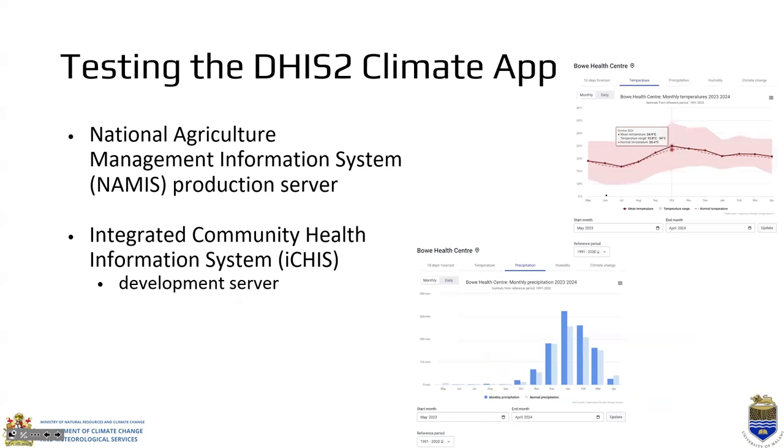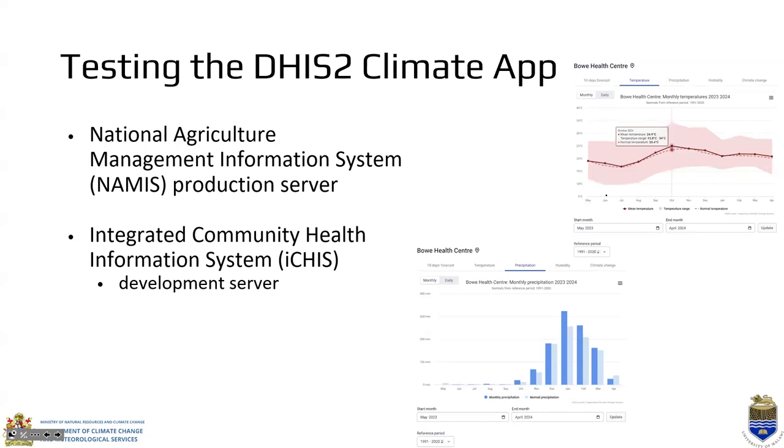And then John also did talk about the DHIS2 Climate App. So we are working to leverage this and see how we can incorporate climate data into the national DHIS2 platforms that are in place. As I've said, we support the Ministry of Agriculture. In our collaborations with them, they've given a go-ahead to have this app installed on the NAMIS production server. The reason is that in the setup for Malawi, you do have agricultural extension workers as part of the mechanism for collecting weather and climate data in the country.